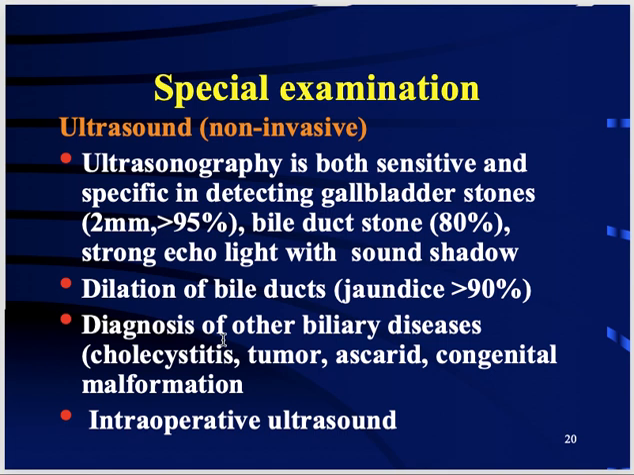Now, before talking about the abnormalities or the pathologies of the gallbladder, what are the investigations available to check for gallbladder problems? What kind of tests are available? You can see ultrasonography can be done, and it is both specific and sensitive. It is very good in detecting gallbladder stones, bile duct stones, dilation of the bile ducts, and the diagnosis of other biliary diseases like cholecystitis, inflammation, tumors, and malformations.